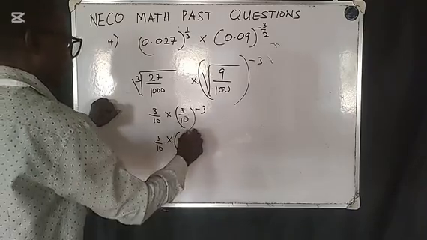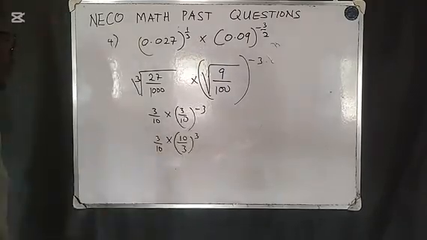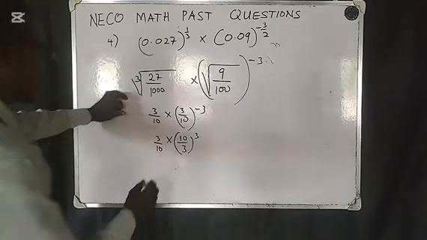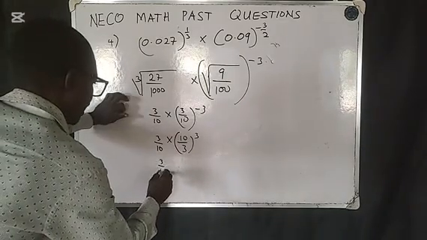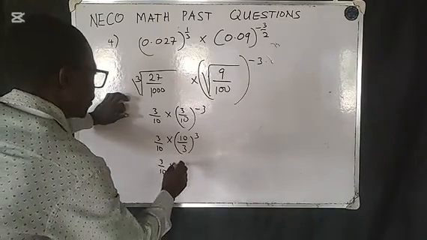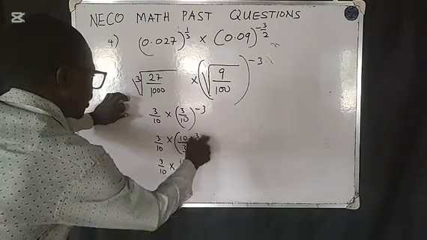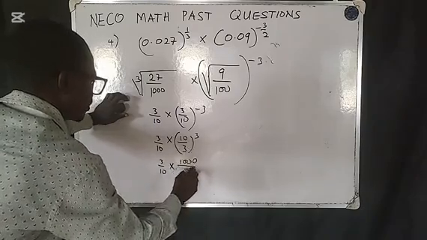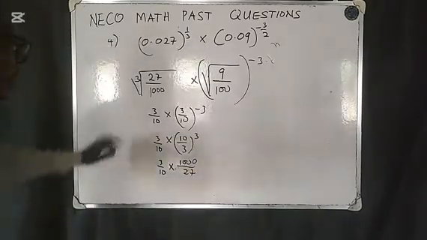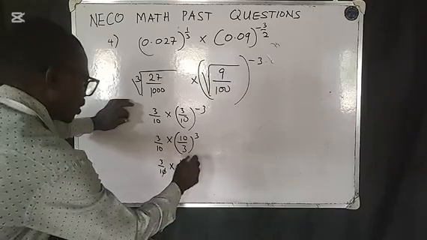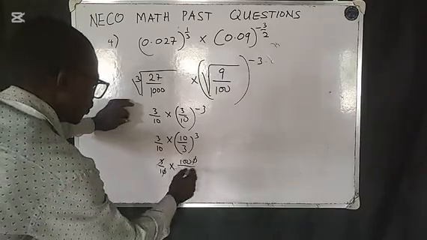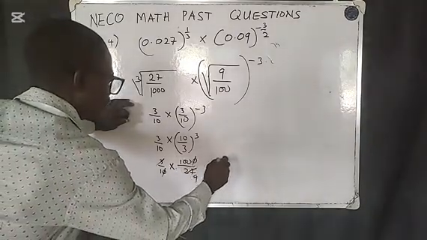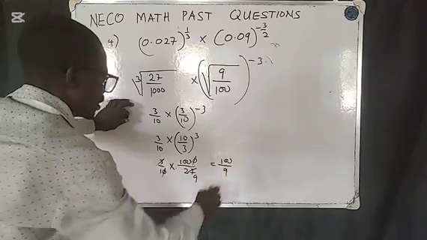Then the minus is gone. Then you now have 3 here. Is that right? So this one will give us 3 over 10 times 1000. 10 raised to power 3 is 1000. Then 3 raised to power 3 is 27. So this 0 will remove this 0. This 3 will remove, 3 goes in 27 is 9. So we have 100 over 9.